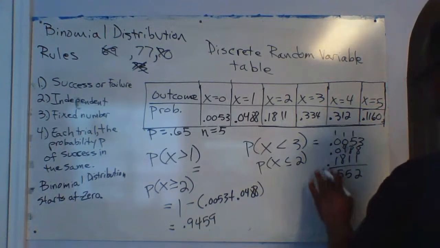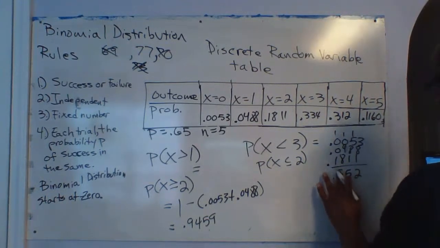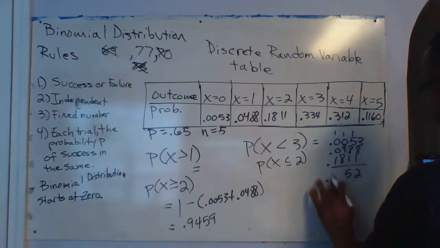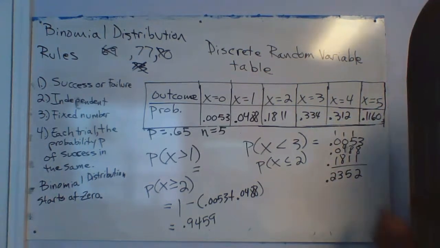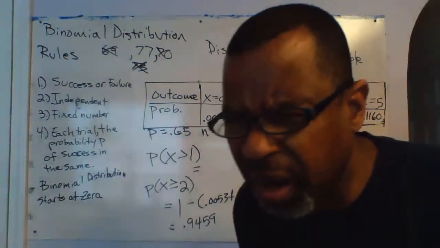Ooh, what was I thinking? Should be 3. So that's 12, 13, and then that's 2. All right.